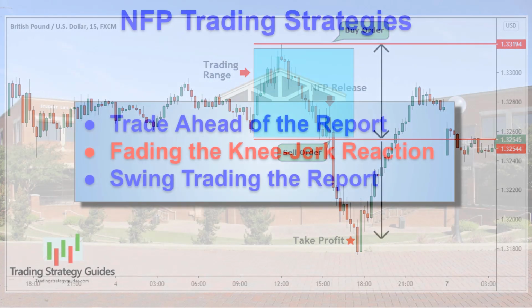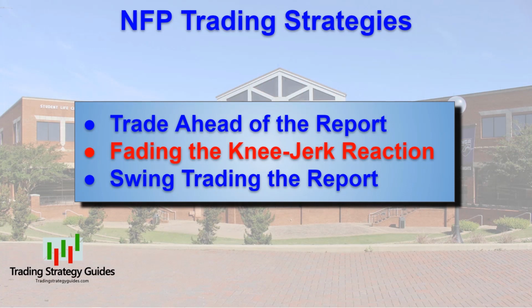The second NFP trading strategy you can use is to trade the fade. In Forex trading, NFP fade is to open a trade in the opposite direction of the initial release reaction. The idea behind this NFP strategy is to wait for the initial spike and then trade what happens after it. This NFP trading strategy works because most often the initial NFP spike is just a knee-jerk reaction to the data.